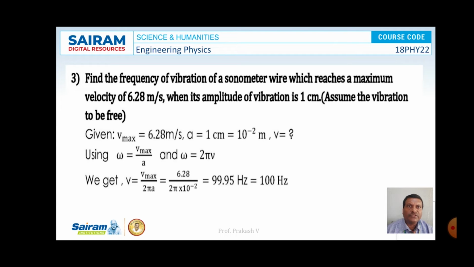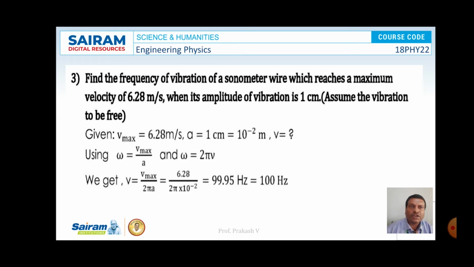The third problem is: find the frequency of vibration of a sonometer wire which reaches a maximum velocity of 6.28 meter per second when its amplitude of vibration is 1 centimeter. Assume the vibration is free. So here the value of V max is given, that is 6.28 meter per second, and the amplitude of vibration is 1 centimeter, that is equal to 10 to the power of minus 2 meter. We have to find the frequency of vibration, that is mu.